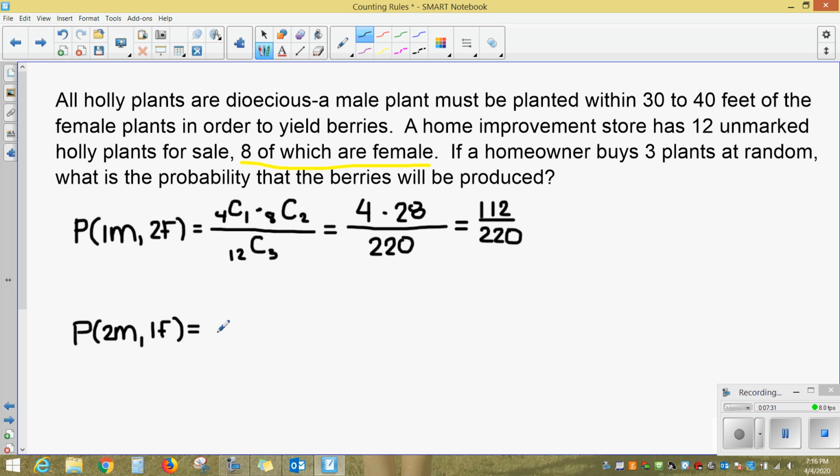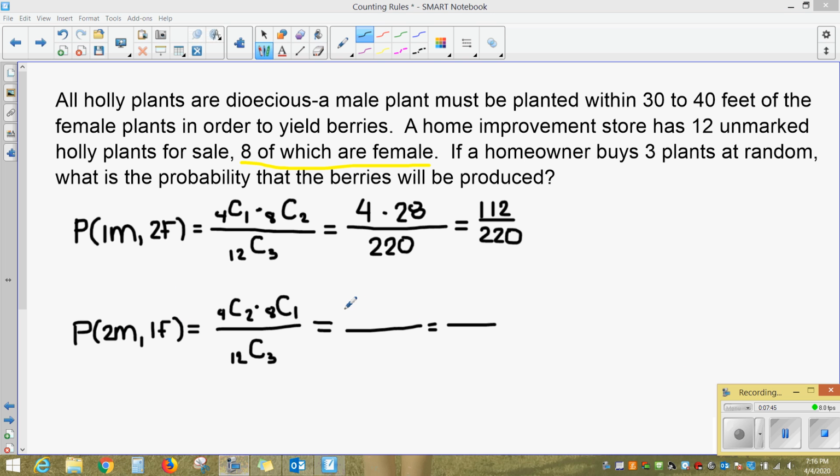Alright, so if you didn't get the 2 male and 1 female plant figured out, maybe this will be a good example for you. Up above, you can use that kind of as a template. See if you can get the probability of taking home 2 male and 1 female plant. So 4 choose 2 is 6, and 8 choose 1 is 8, and we still have that 220 on the bottom, for 48 out of 220. And both of these reduce.